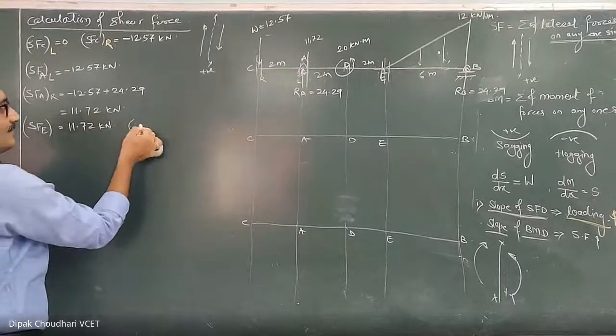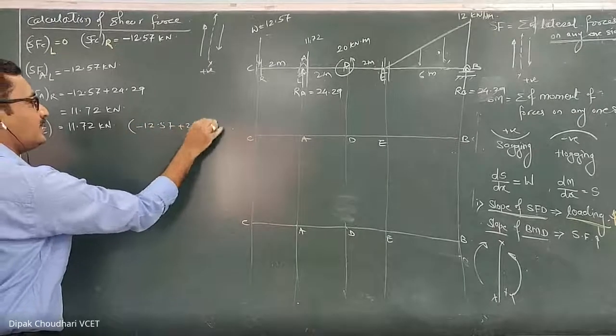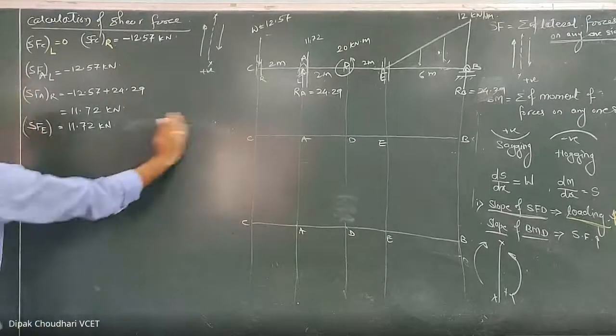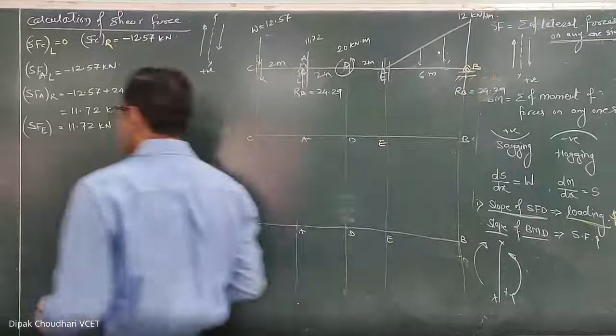Clear? Or you can write as usual minus 12.57 plus 24.29 that way. Okay, but not required. Shear force at point E. Now at point B, shear force at point B.